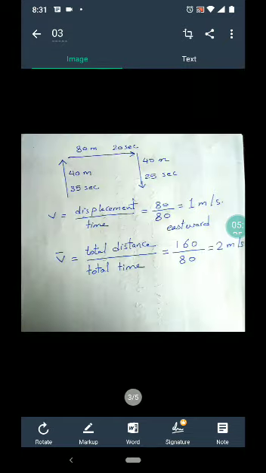So the velocity of the car equals displacement over time. How can we calculate displacement? The same from start point to end point. A straight line from start point to end point, it's equal to 80 meters.